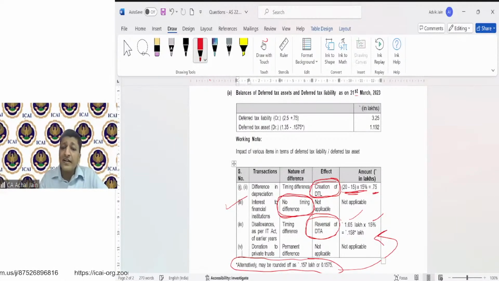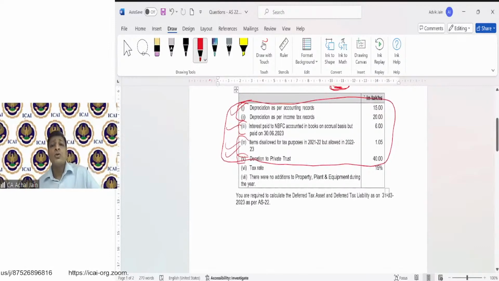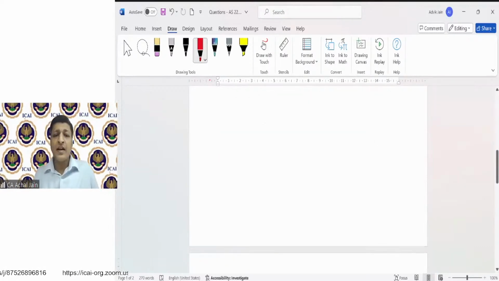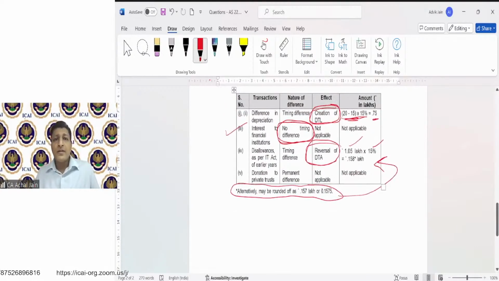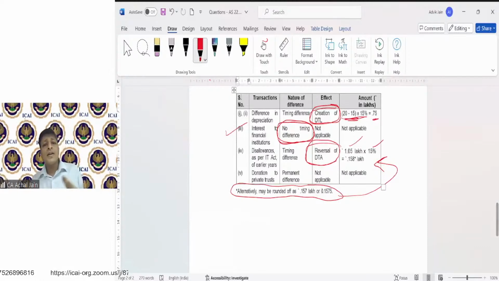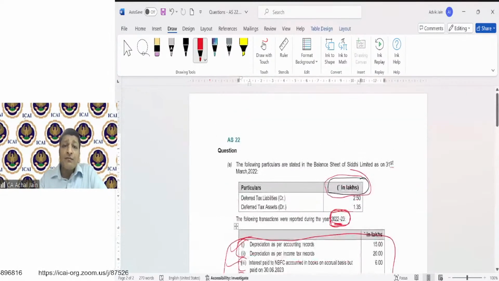And the last item, on the donation amount. Now on donation, what do we understand? That this will not be allowed by the income tax department. So what will happen? This will become a permanent difference. So on permanent difference, do we compute deferred tax? No.